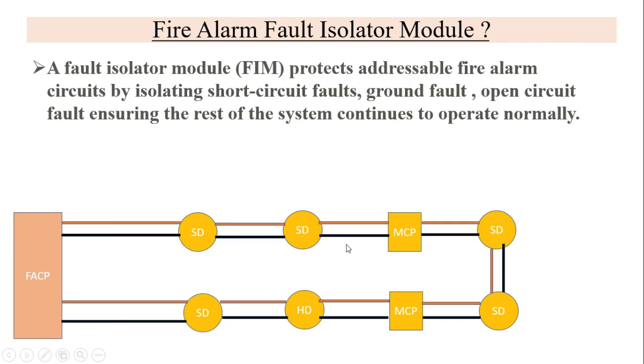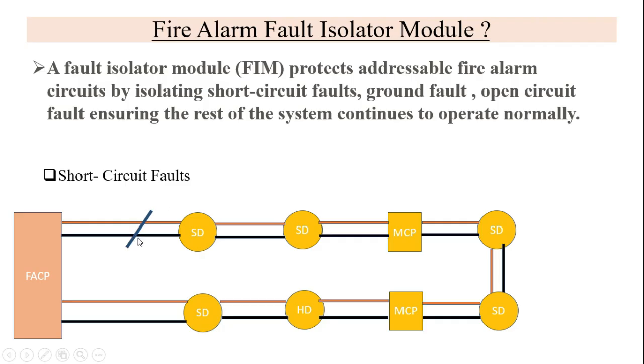Now suppose we have not installed this fault isolator module in this loop. What happens? Let's say when these two wires, minus and plus, touch each other, at that condition this becomes a short circuit fault. So this is one type of fault.